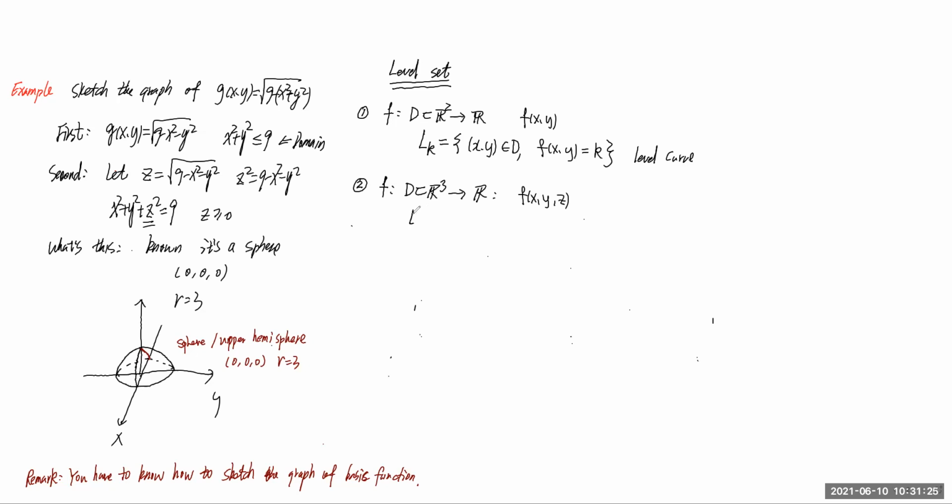Okay, by the same method, we can define the set of x, y, z in D such that f of x, y, z equals k. Nothing new, just add one more variable. This is called a level surface. Why do we get a surface? Because x, y, z are 3 independent variables, and we have a constraint, and then the number of independent variables is reduced by 1. So it's a surface.